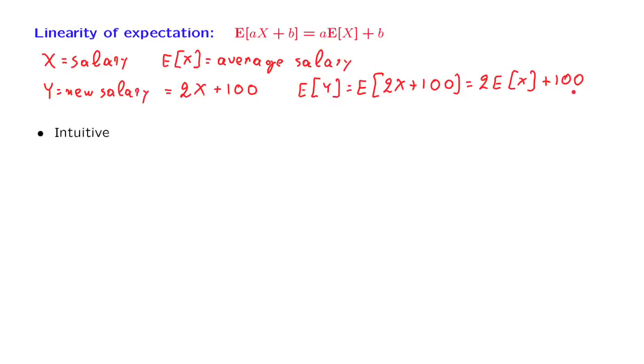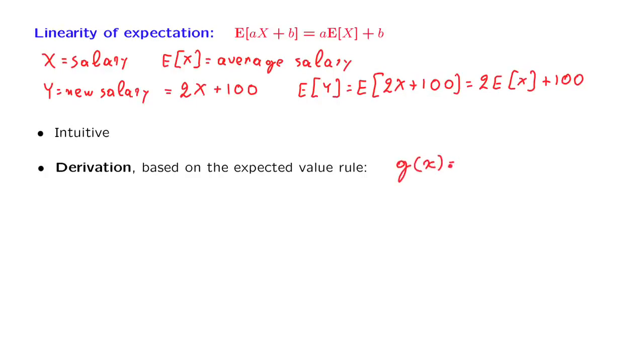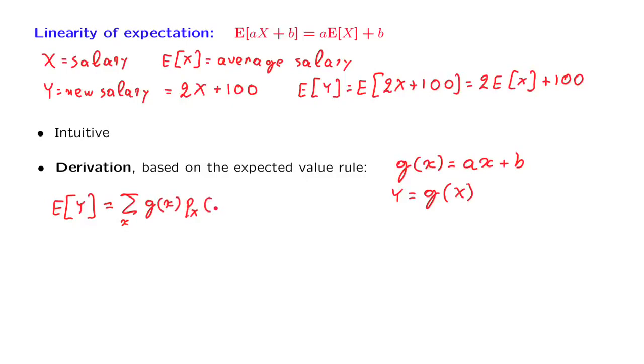It's a most intuitive property, but it's worth also deriving it in a formal way. And the derivation proceeds through the expected value rule. We're dealing here with a particular function g, which is a linear function ax plus b, and a random variable y, which is g applied to an original random variable x. So the expected value of y can be calculated according to the expected value rule. It's the sum over all x's of g of x times the probability of that particular x.